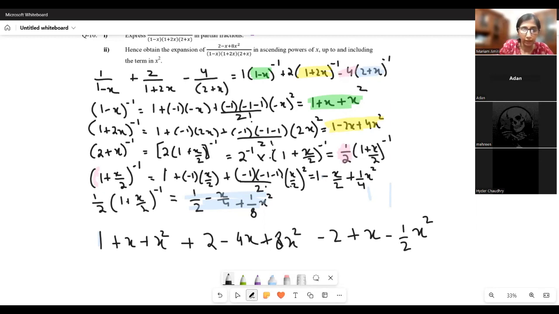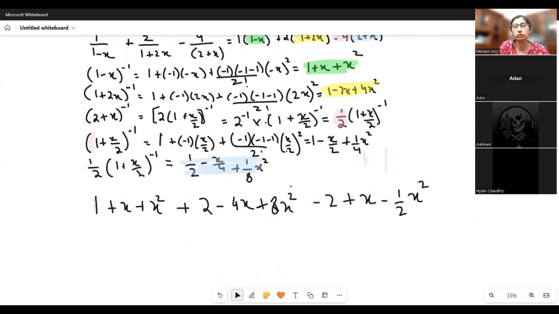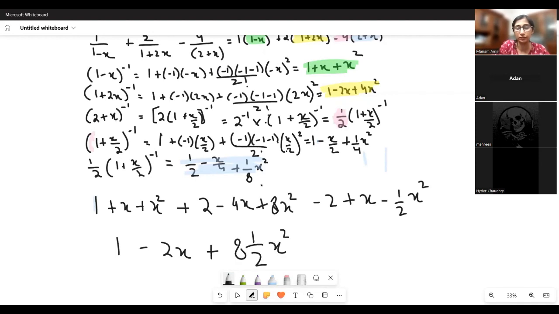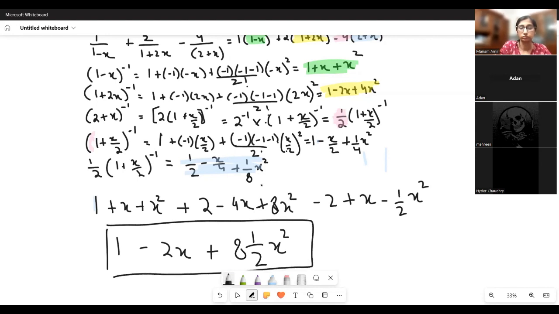Okay, so far so good. And now we add the constants. 1 plus 2 minus 2, that's just 1. x minus 4x plus x, that is minus 2x. And then x squared plus 8x squared, that is 9x squared minus half would be 8.5 x squared. Or that can also be written as 17 by 2. So this is a good enough answer. Okay, that was question 10. Question 11.